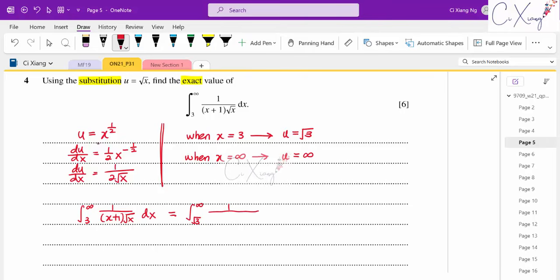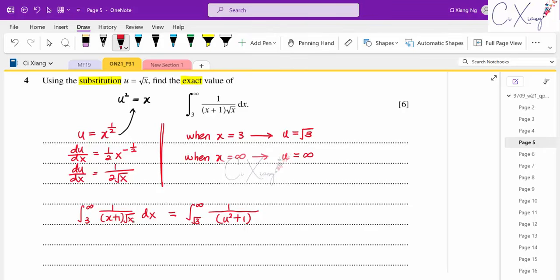Okay, so you have a look at the original equation. Square root x is u. Therefore, if you know that square root x is u, that means if you want to get the x, you need to square both sides, right? So when you square both sides, you have u squared. That means in my expression here, 1 over x plus 1 will become 1 over u squared plus 1.